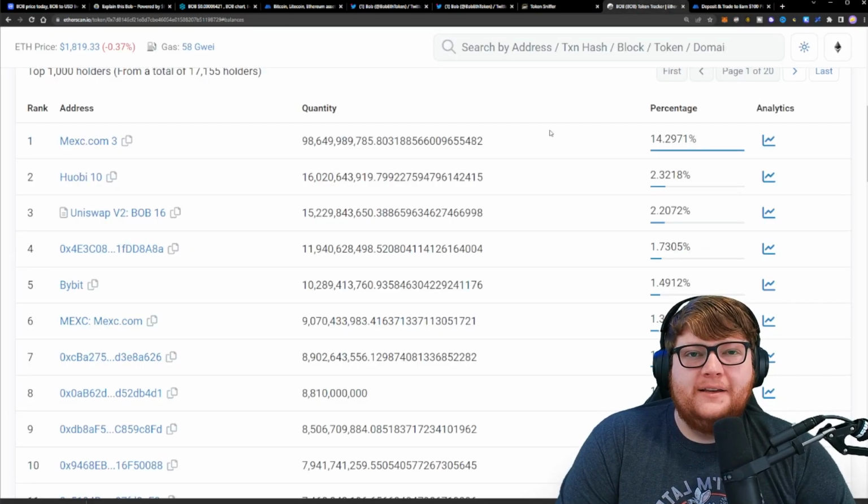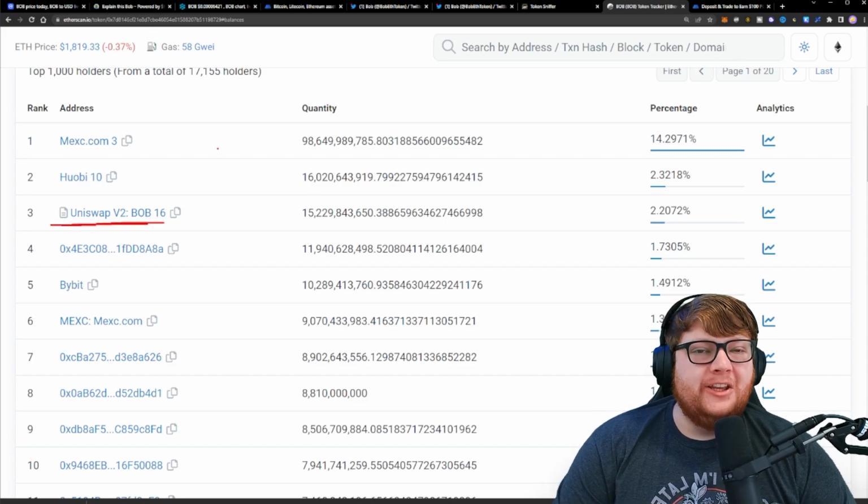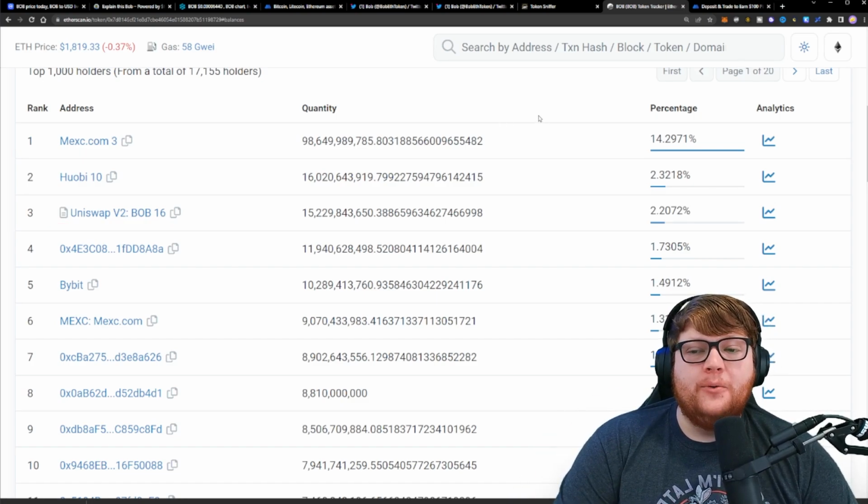Now, speaking of MEXC, if you want to be able to buy Bob without paying the insane Uniswap gas fees that are $50, $100 sometimes, when Bob is actively traded and probably when you want to buy or sell Bob, well, then you guys can go over to MEXC.